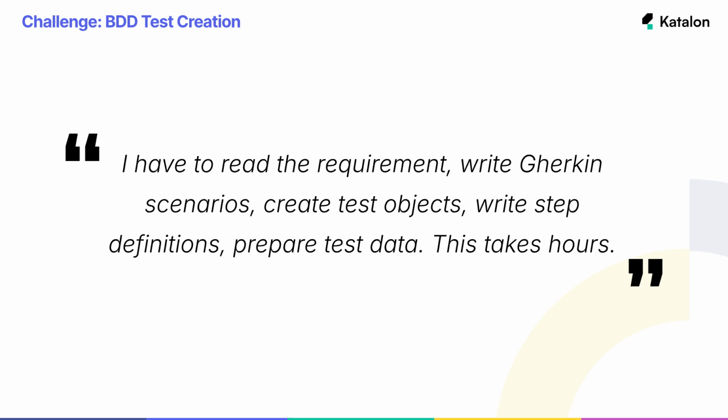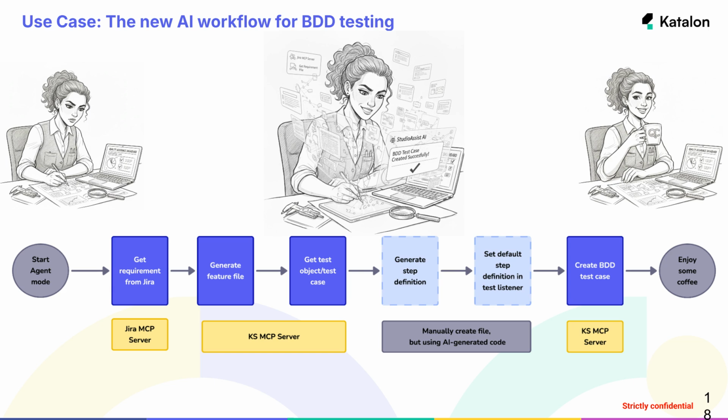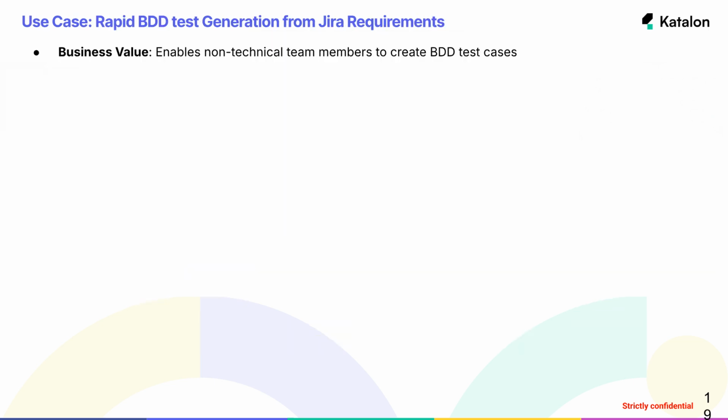BDD test creation presents similar challenges, requiring extensive manual effort to write Gherkin scenarios, create test objects, define steps, and prepare test data. The new AI workflow for BDD testing streamlines the process, utilizing the Jira and KSMCP servers to generate feature files, test objects, and test cases automatically, simplifying the complex BDD creation steps. This capability enables non-technical team members to create BDD test cases rapidly from Jira requirements, demonstrating excellent business value.